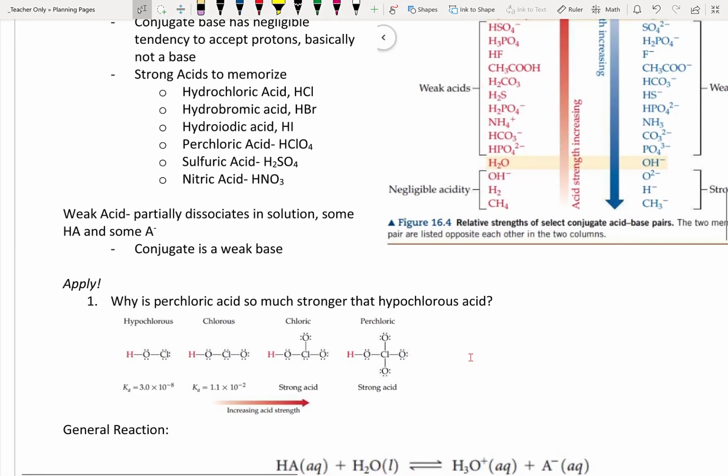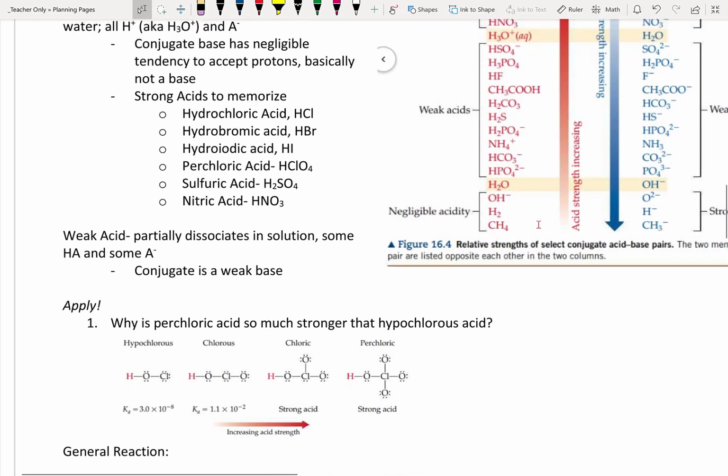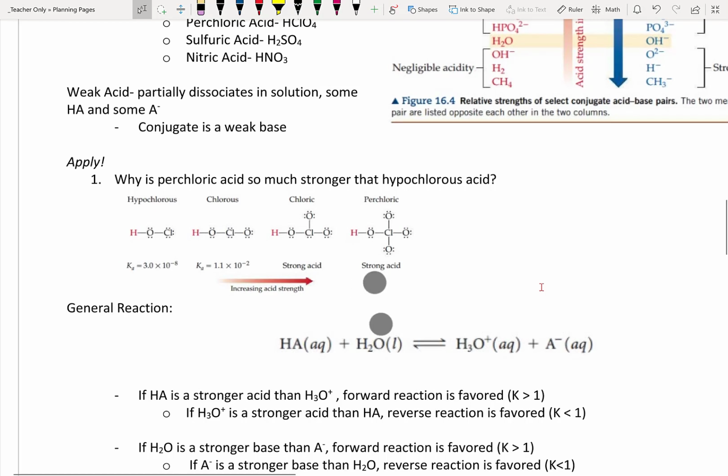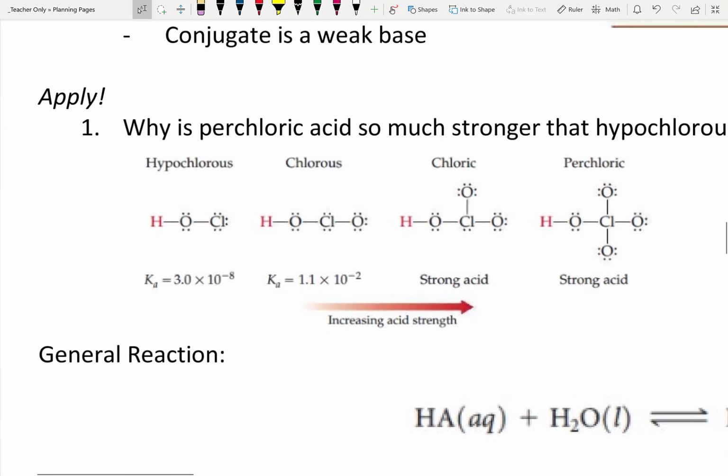Okay? But why? Why are some bases stronger than others? For that, we have to look to the molecular arrangement. So here's an example where we have hypochlorous, chlorous, chloric, and perchloric acid. Now, perchloric acid and chloric acid are both categorized as strong acids. Okay? Now, why though? Why do you think perchloric acid is such a stronger acid than hypochlorous?